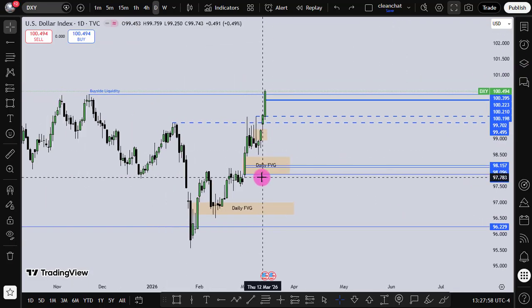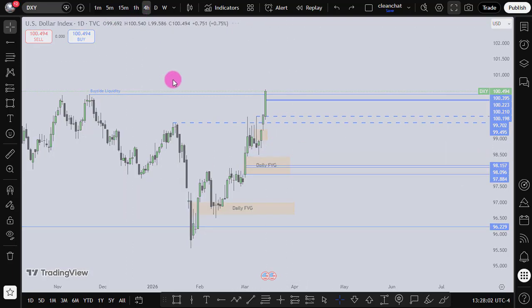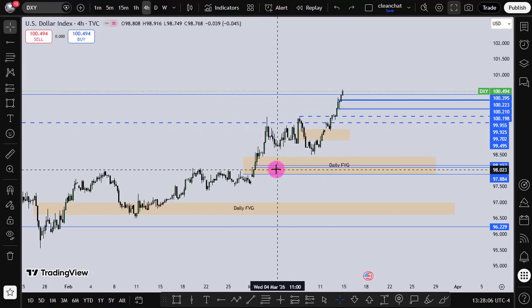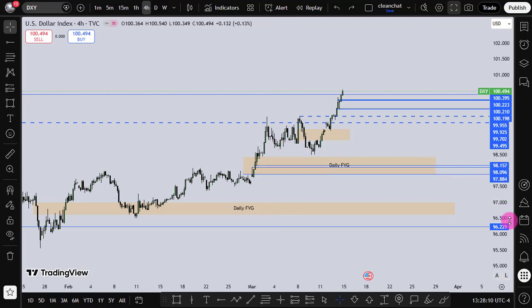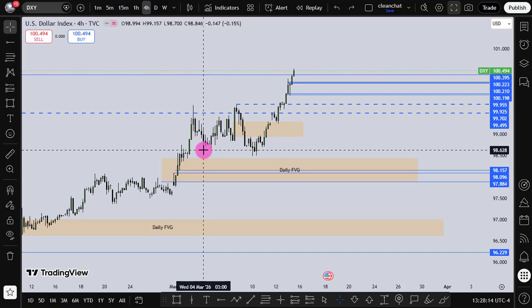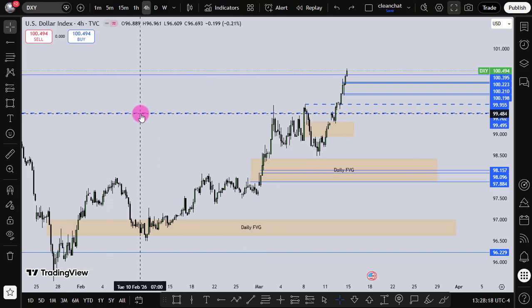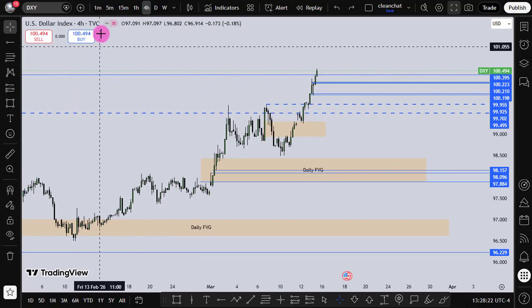All right, looking at the structure of the market, going down to the 4 hours so that we can see what happened and why price couldn't reach down to the daily fair value gap. As you can see, we had a low that was created here and price purged down into it, attacking the sell side liquidity and going high to attack the buy side liquidity and then the highs here on Friday.